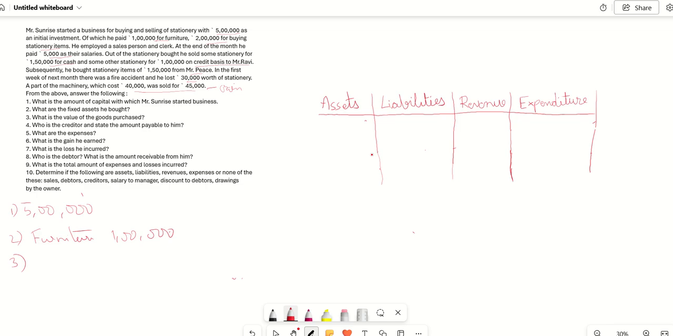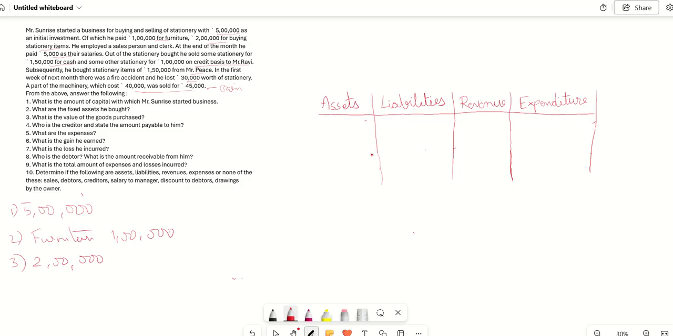Okay. Third question. What is the value of goods purchased? He has made some purchases to run his business. So here it is 2 lakh. So you can mention that. Since they have not mentioned any units as rupees or dollars, even I am not mentioning here. In case you find it in the problem, you have to mention in your answer.